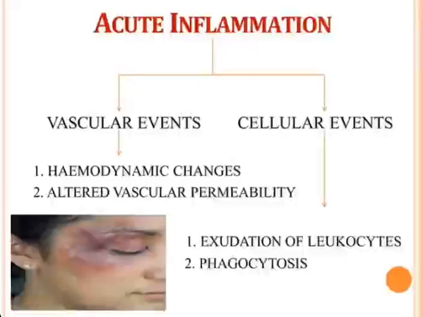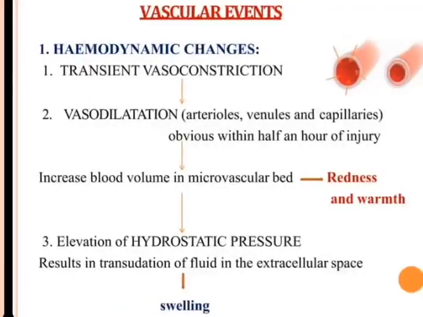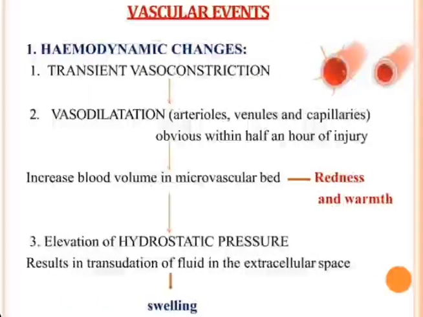Acute inflammation has 2 events: vascular and cellular events. Vascular events include hemodynamic changes and altered vascular permeability. Cellular events include the exudation of the leukocytes and phagocytosis. Under the hemodynamic changes, we can see the transient vasoconstriction. Next, they go for vasodilation in arterioles, venules and capillaries.